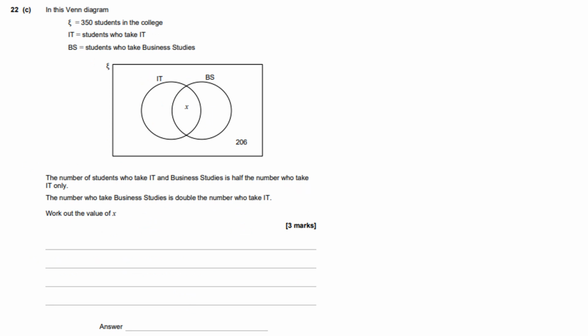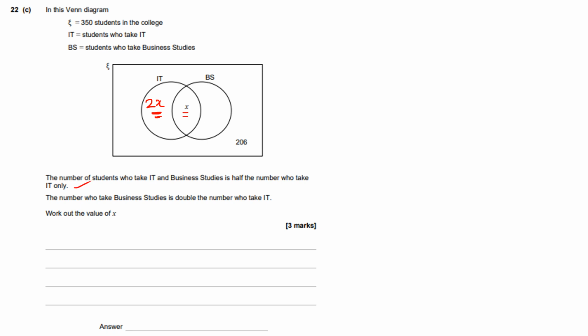Okay, question 22C. We've got a Venn diagram in front of us. There are 350 students, and IT is representing students who take IT, BS is representing students who take business studies. The number of students who take IT and business studies is half the number who take IT only. So the number who take IT and business, which is x, is half the number of students who take IT only. So this is half of what should be here. This would mean that the IT only section is going to be 2x.